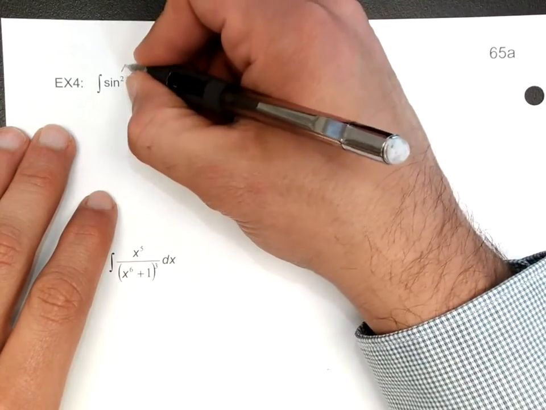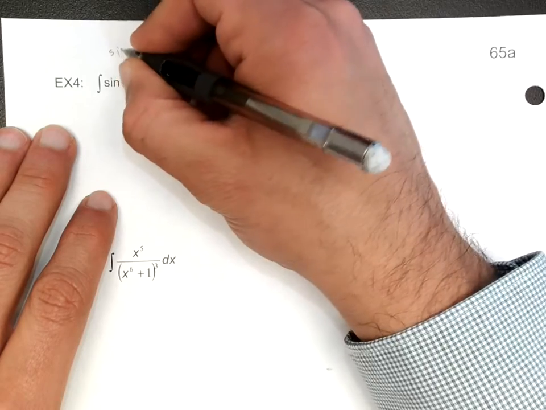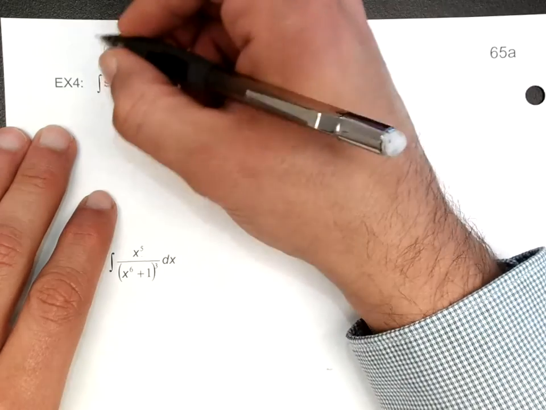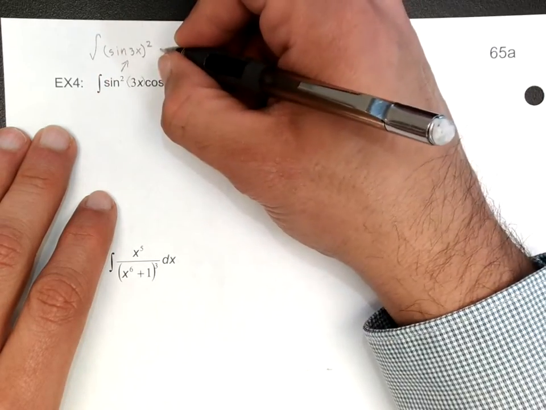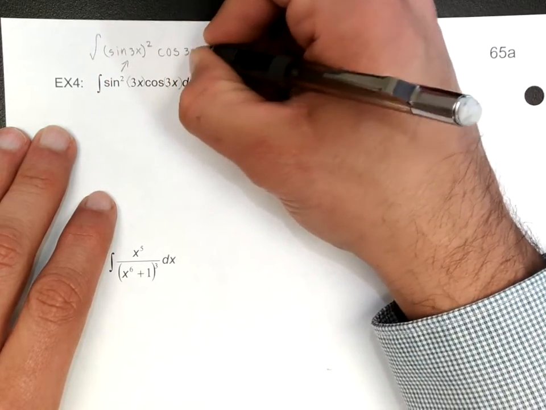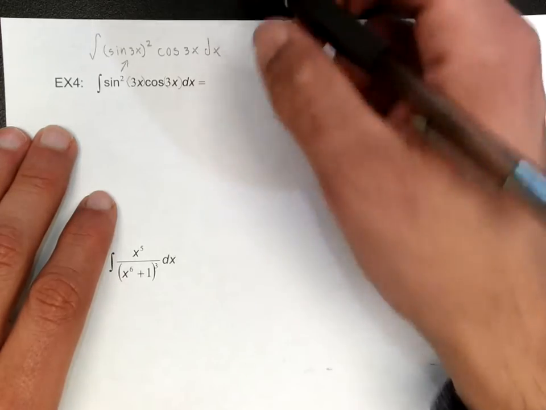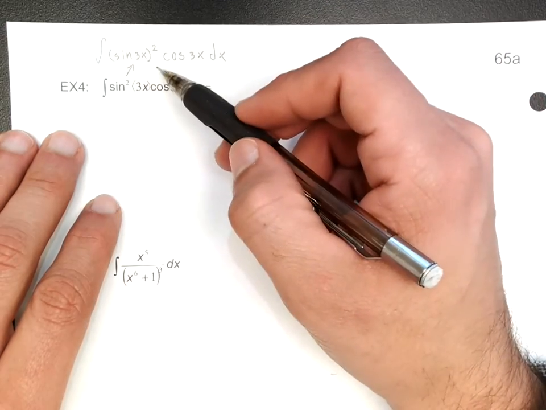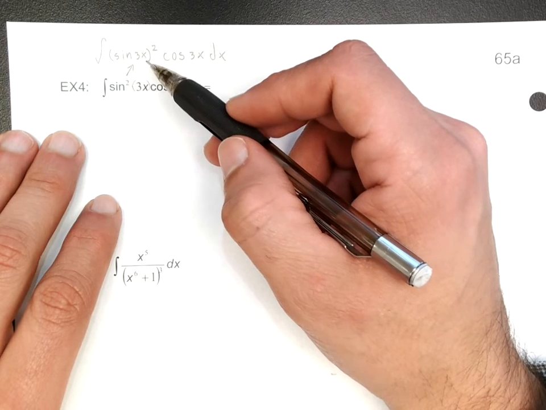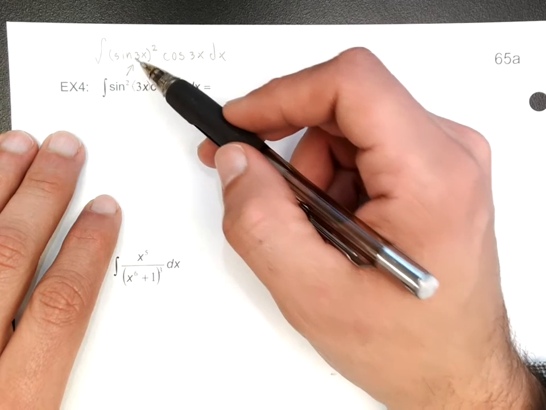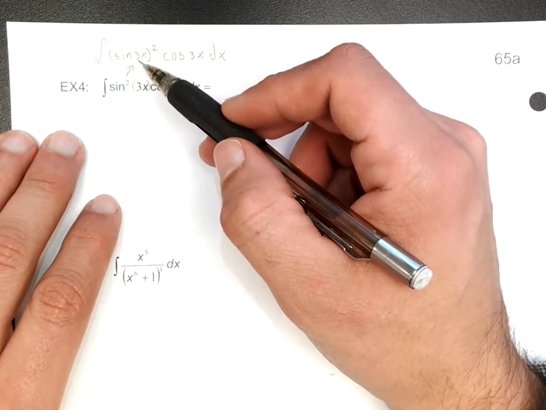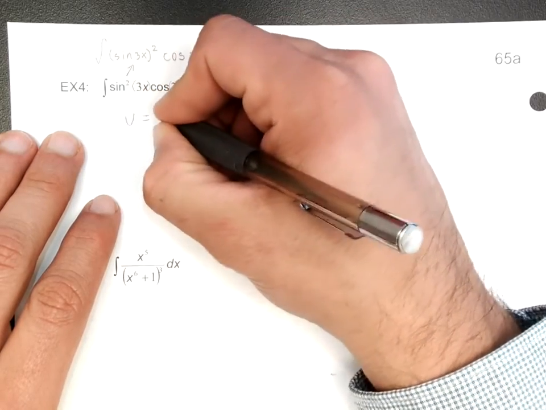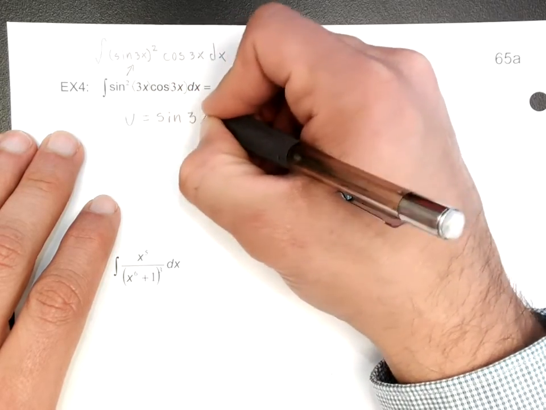Now that sine squared 3x, remember that's the same thing as saying sine of 3x squared. So again, this is the same thing as having this times the cosine of 3x dx. Notice that now I have a quantity squared right here. So the good choice for substitution here is sine of 3x. So we have u is equal to sine of 3x.